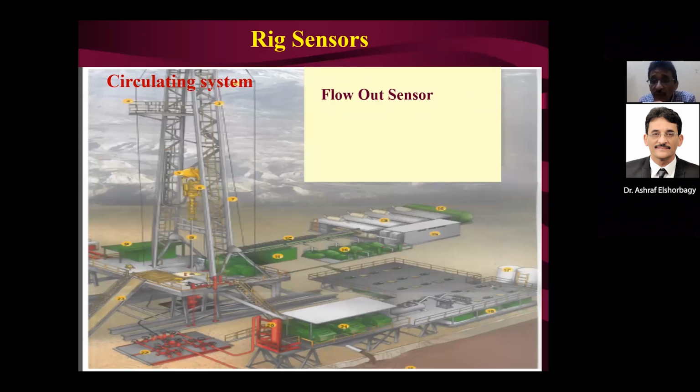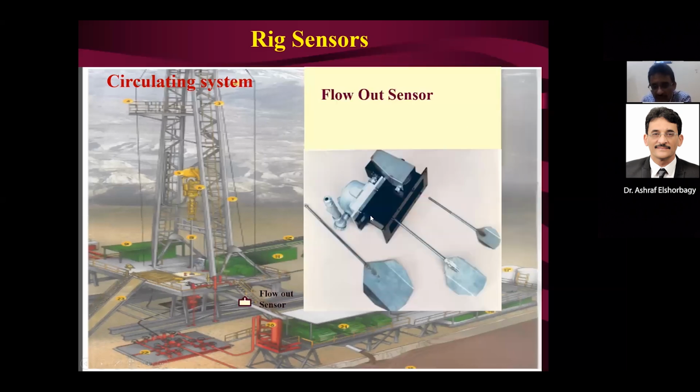What about the flow out sensor? Let's go. After the standpipe pressure in the circulating system, we go inside the string, and from the string the mud goes through the annulus, and from the annulus the mud will move to the flow line, which is this line. In the flow line or return line, we fix our sensor, which is the flow out sensor, and that's one of the flow out sensors. We have different types of sensors. This one of them we fix in the flow line.